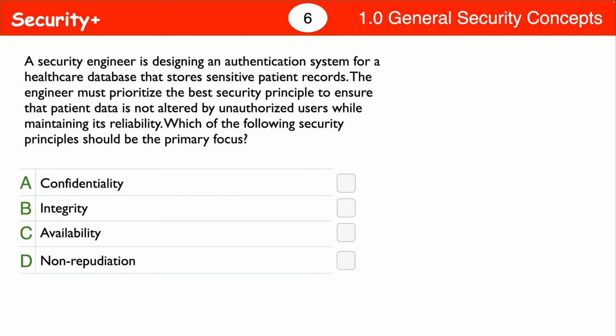Okay, so the key phrases here are going to be authentication system and not altered by unauthorized users. And that one is definitely key here.